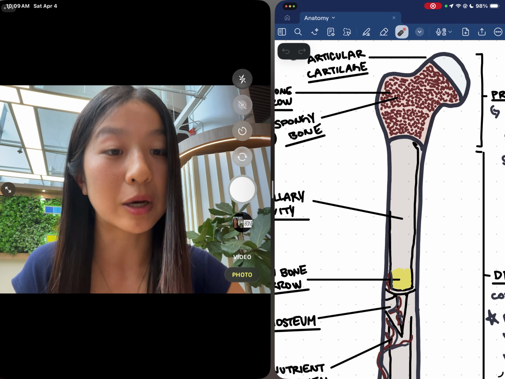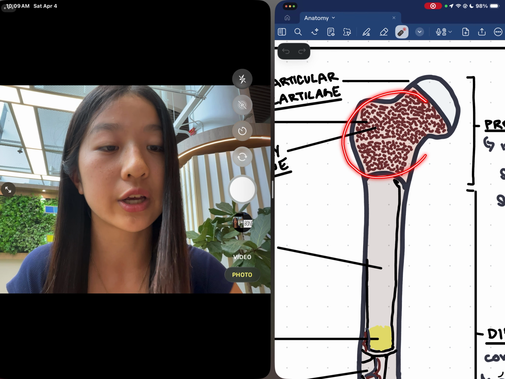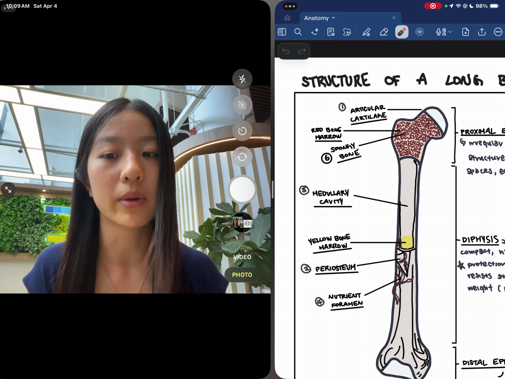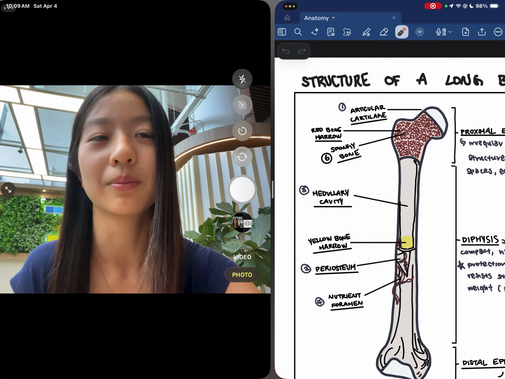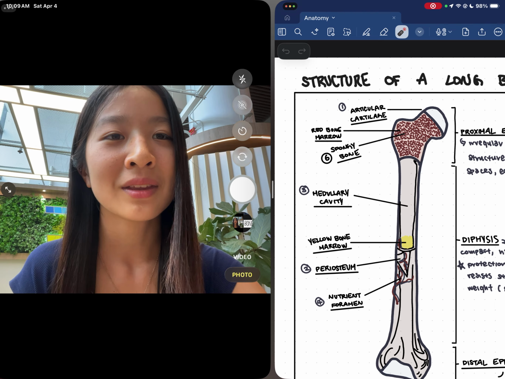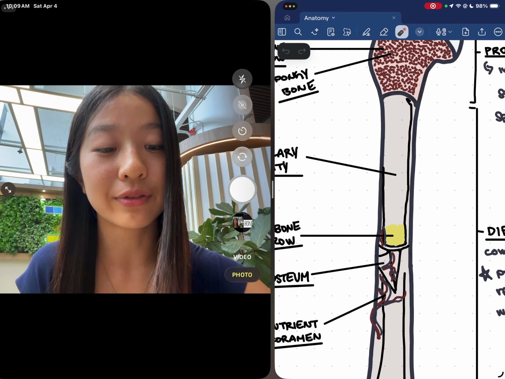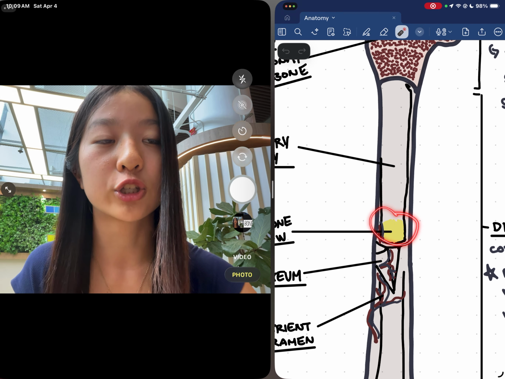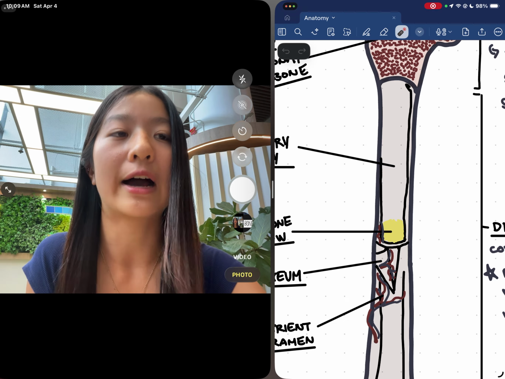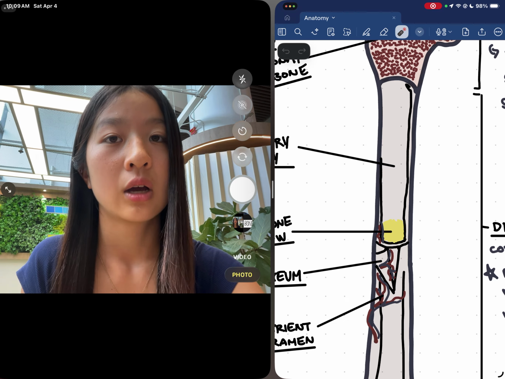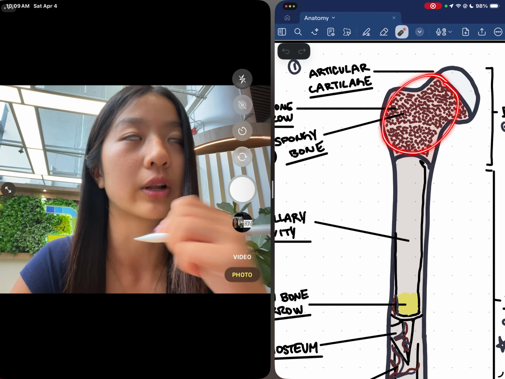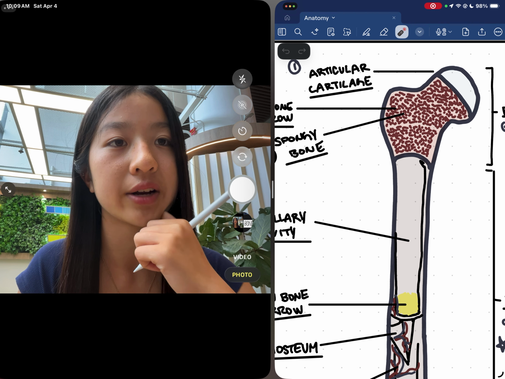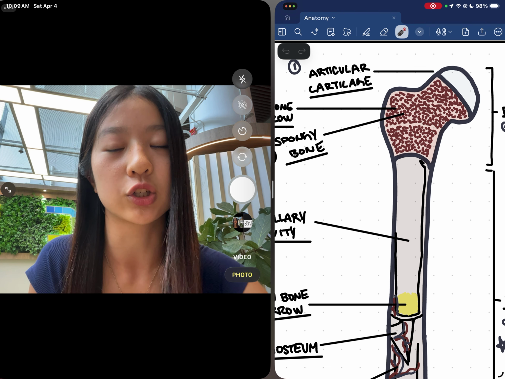In the spongy bone, over here, we actually have red bone marrow, which produces red blood cells, a process known as hematopoiesis. And then here we have the yellow bone marrow, which stores triglycerides, which are also fat, as energy. The spongy bone is a honeycomb-like structure, and it reduces the weight of the bone and it distributes the force.